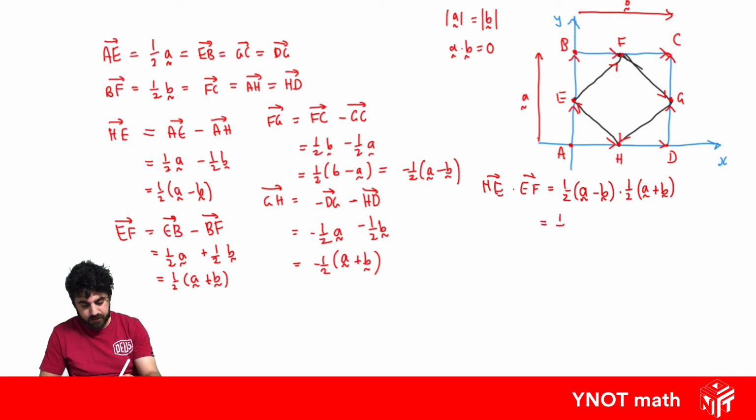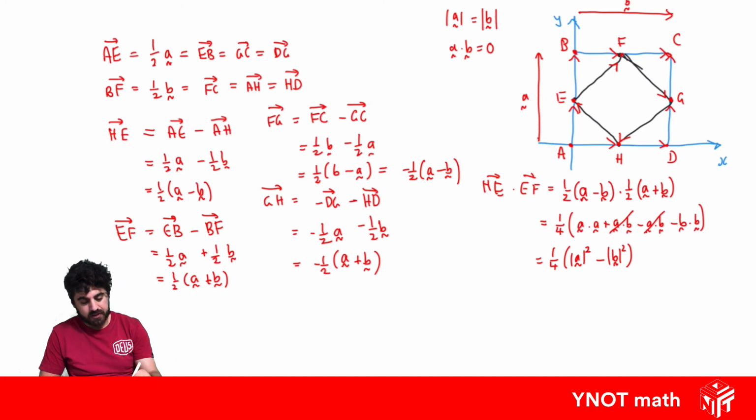So the half and the half will be a quarter. Then we've got A dot A plus A dot B minus A dot B minus B dot B. A dot B and minus A dot B cancel out. We have a quarter times A dot A, when we have the same vector dot product, that's the same thing as the magnitude of that vector squared, minus B dot B, which will be the same thing, the magnitude of that vector squared.